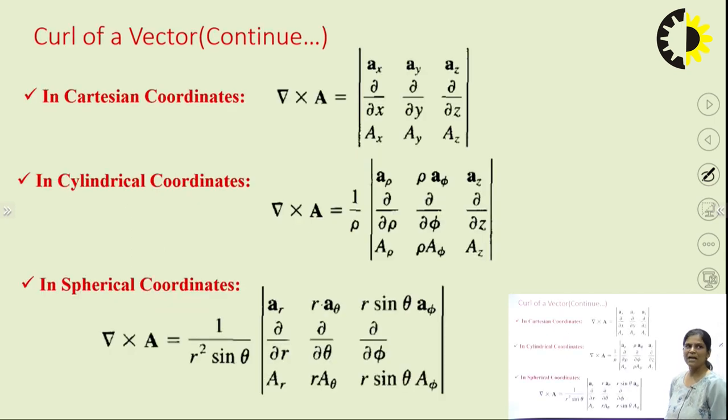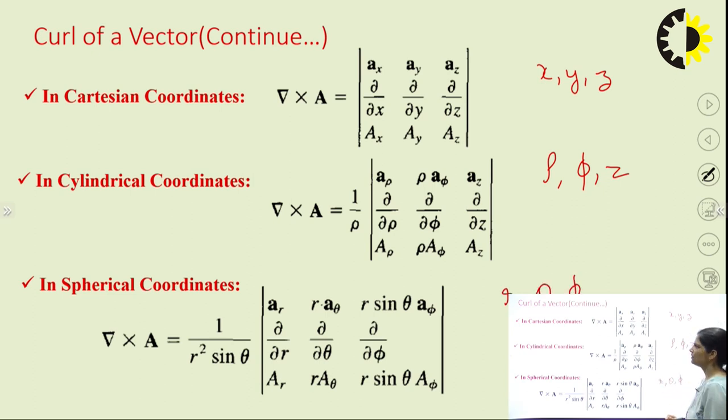Now the curl of a vector in Cartesian, cylindrical and spherical coordinates. As you all know, we have already discussed that Cartesian coordinates are in the form x, y, z, cylindrical coordinates are rho, phi, z, and spherical coordinates are r, theta, phi. First we calculate the curl in Cartesian coordinates. Curl of A is equal to a matrix with the unit vectors x, y, z, then del upon del x, del upon del y, del upon del z, then Ax, Ay, Az. So this is the matrix of curl in Cartesian coordinates.